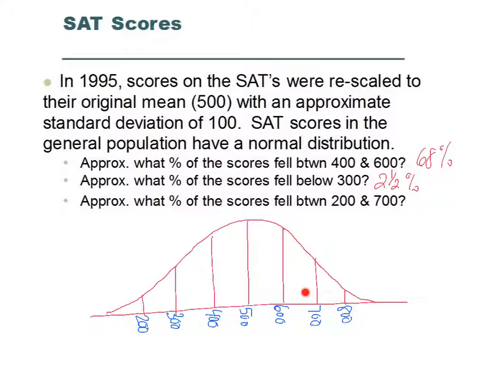Wouldn't it really be easier? I mean, the only thing I'm missing is this bar. So rather than adding all that up, couldn't I just take 100% and subtract out the only thing that's not included? And that's what I would do. I would take 100% and subtract the 2.5%. So 97.5% of SAT scores should fall between a 200 and a 700.